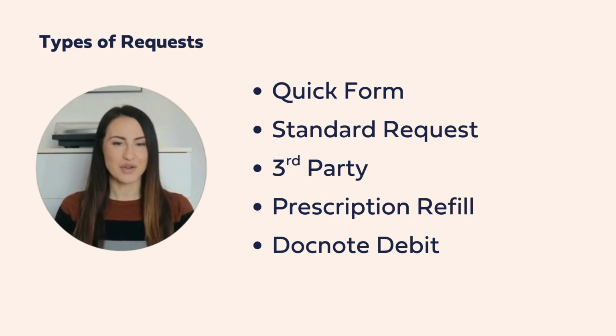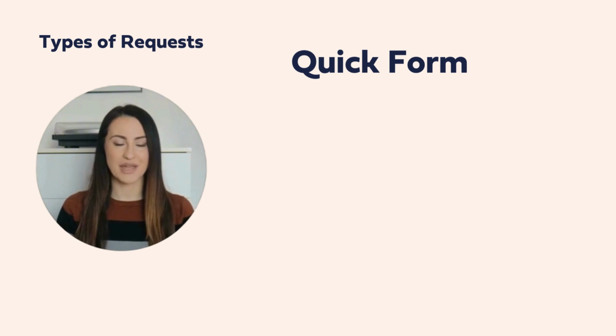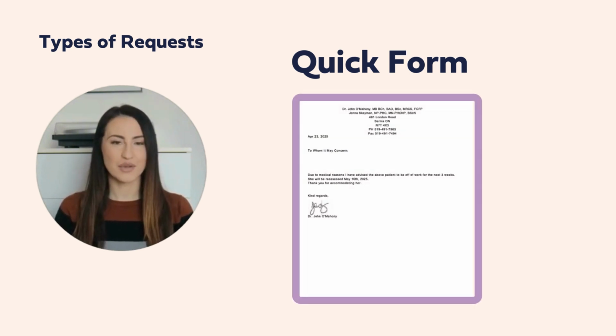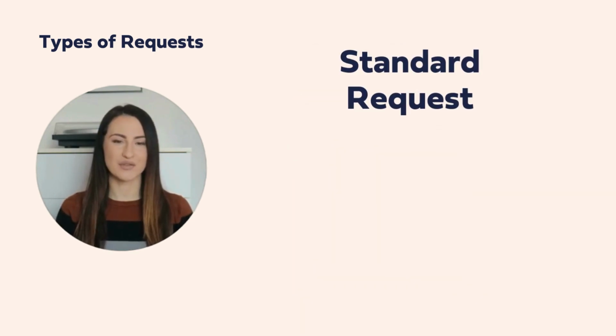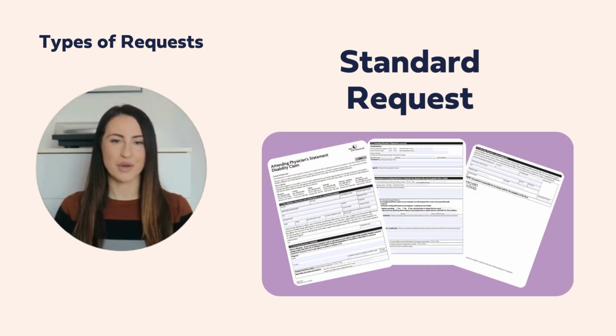There are multiple types of requests you can make on Docnote. For example, a quick form is where the patient pays and the form is automatically sent once payment is made. An example of this is a sick note. A standard request involves both the patient and the third party. The patient can pay for the form and the third party receives a copy and vice versa. An example of this is an attending physician statement.